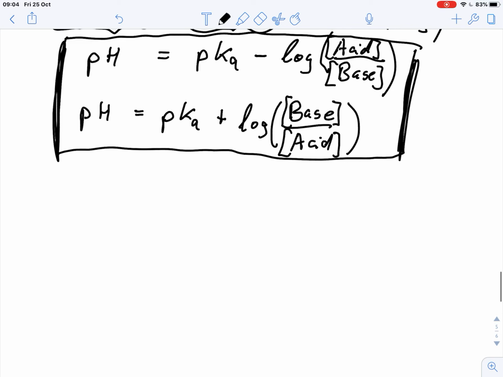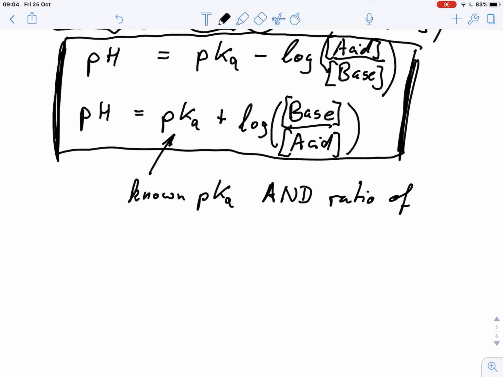What does it say? Well, it tells us that with the Henderson-Hasselbalch equation, if we know the pKa of an acid, and if we know the ratio of acid to base, we can get a pH.